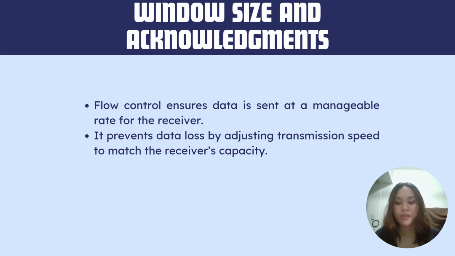Now, let's talk about flow control. Flow control ensures that data is sent at a speed the receiver can handle. Without it, a fast sender could overwhelm a slower receiver, leading to data loss. TCP dynamically adjusts the flow of data between devices, maintaining a smooth and reliable connection.